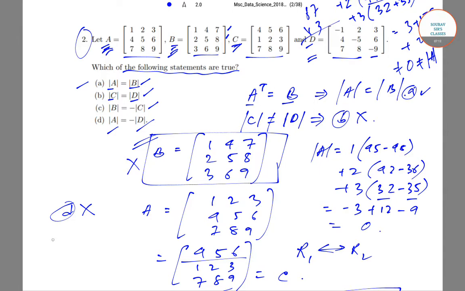So the correct options in this case are option A and option C. This is the way in which you solve question number 2 from the CMI data science question paper. We'll be solving the next questions in the subsequent videos.